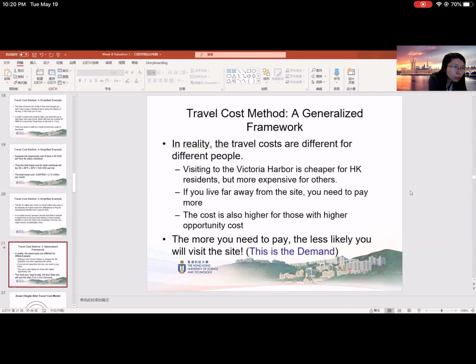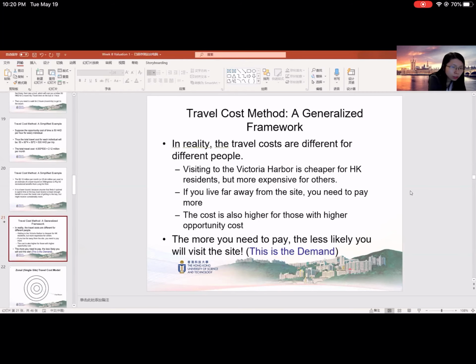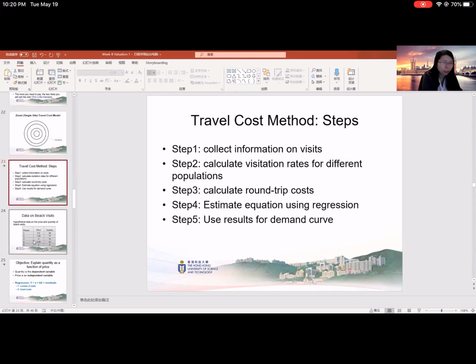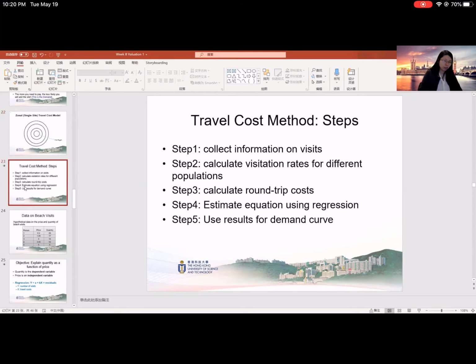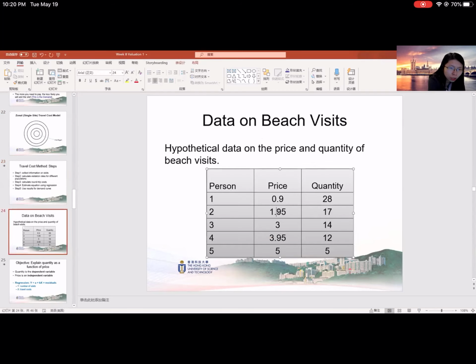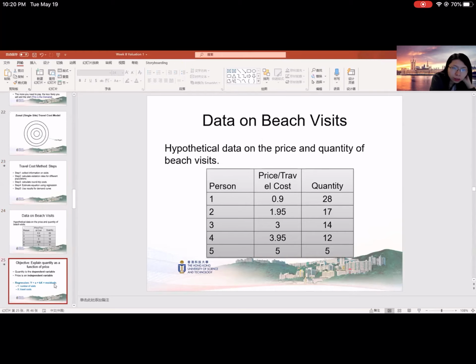So a more generalized approach applying travel cost is to collect information on visits and calculate round trip costs for each zone. Sometimes you just divide areas around the beach into different zones. You're able to collect the number of visits originating from each zone. You calculate the round trip cost. You are able to get a table like this. Here the price is more like travel cost. When the travel cost is higher, the quantity reduces. That's the exact idea of a downward sloping demand curve.